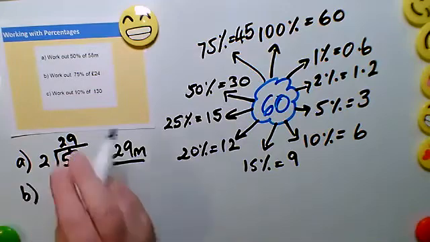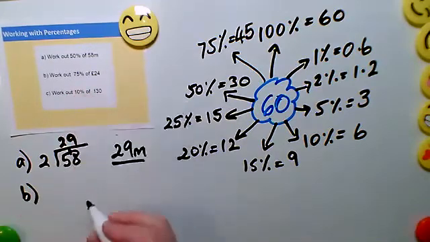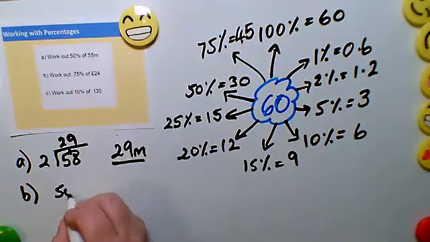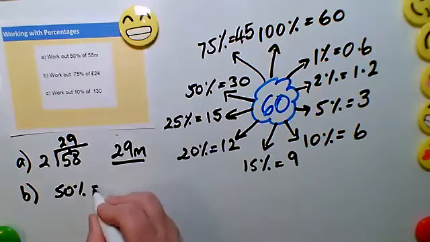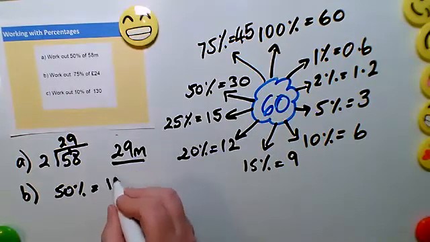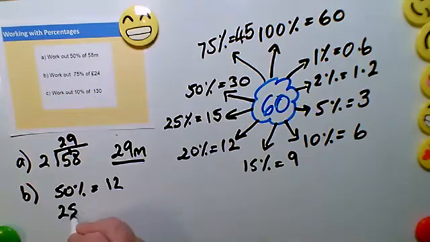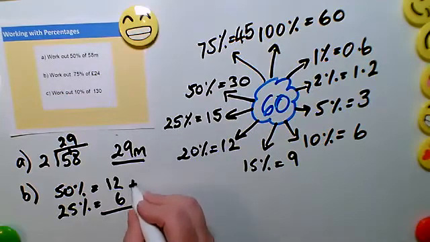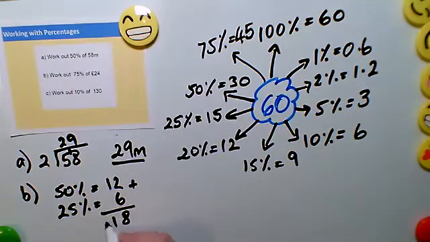Part B, 75% of 24. So 50% of 24 would be half of 24. That would be 12. 25% is going to be half of this again. So 75%, I just need to add these together, give me 18. And you should really put the units on there because the question was given in pounds.